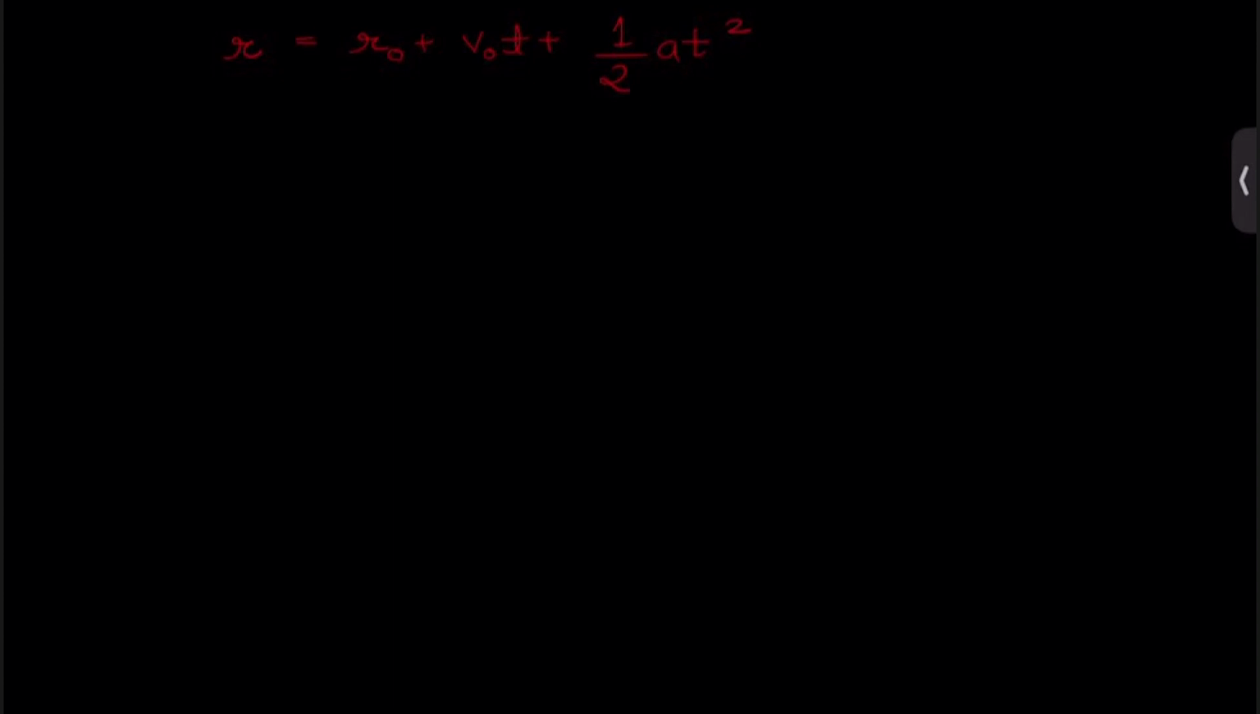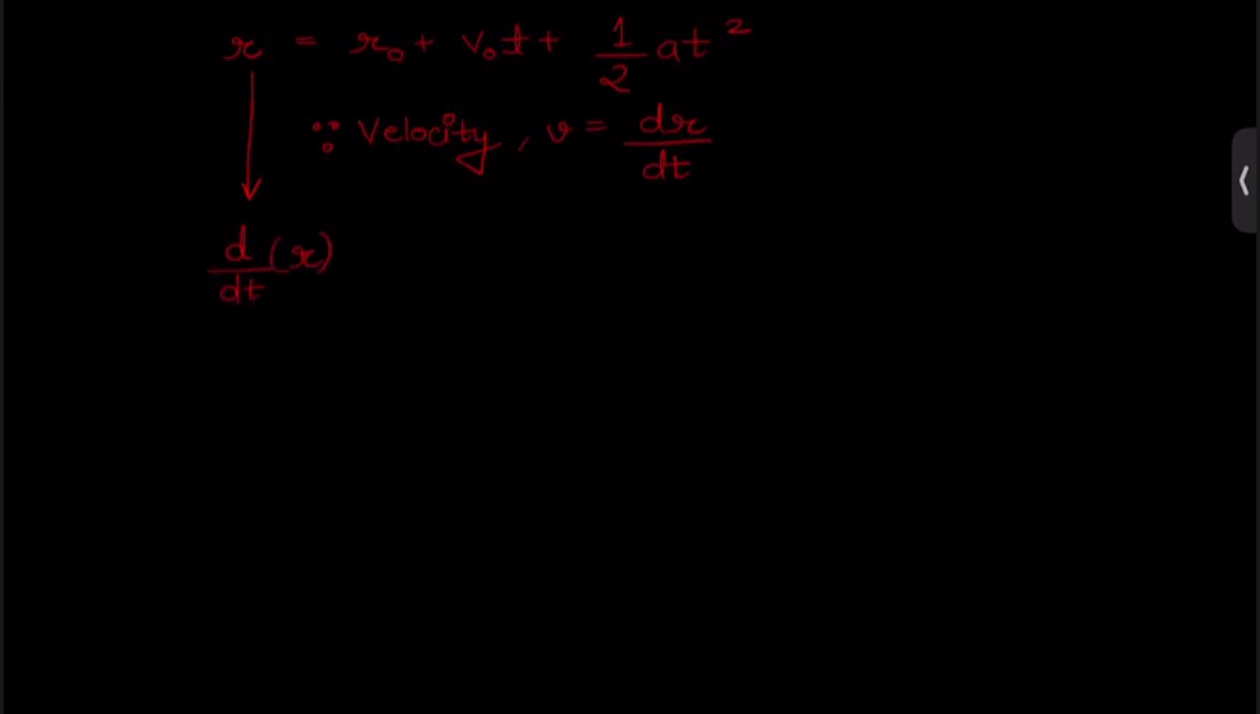Now we know that instantaneous velocity v is equal to dr by dt. Let us differentiate the above equation and try to find the relation, that is v equals v naught plus at. Can we derive it or not? So how can we differentiate it? We'll write d by dt on both the sides.